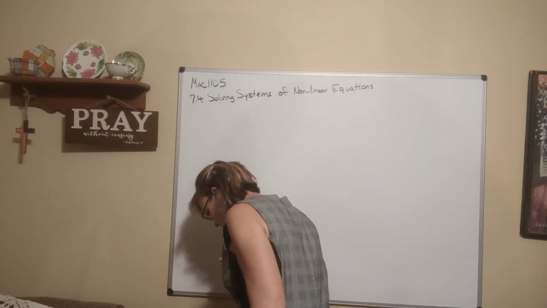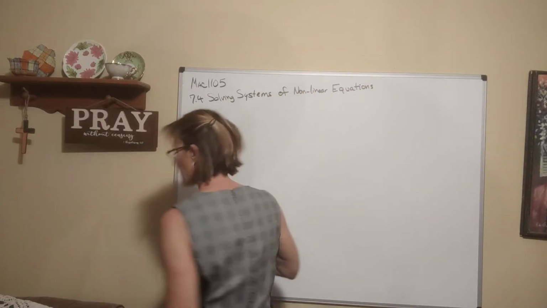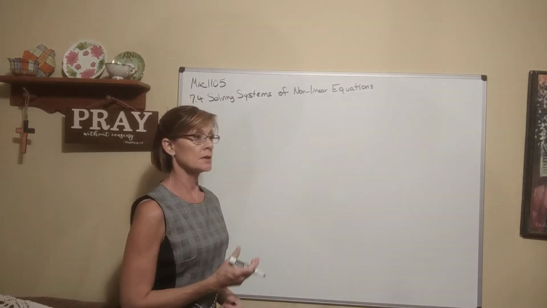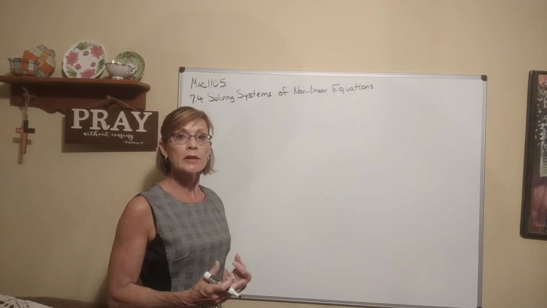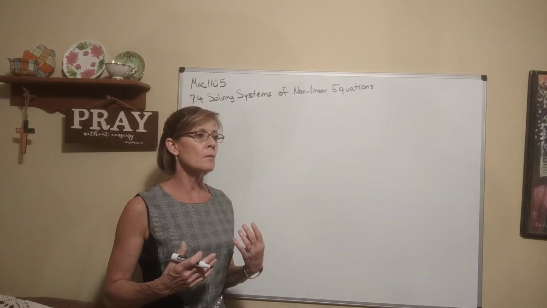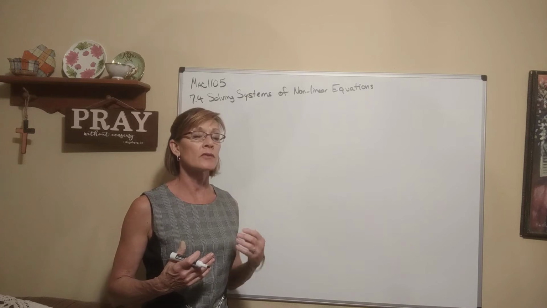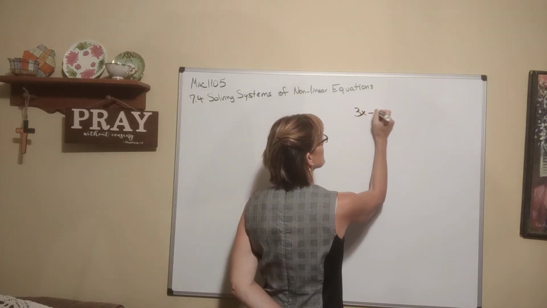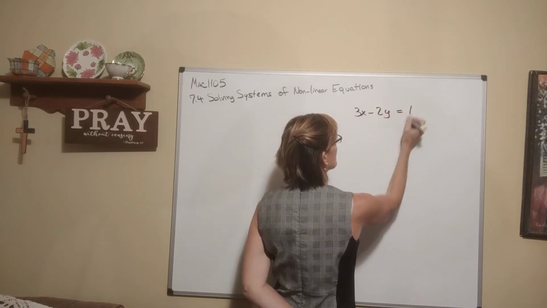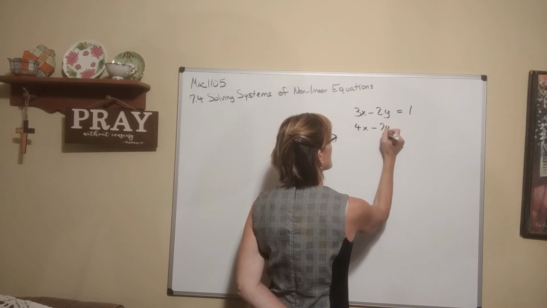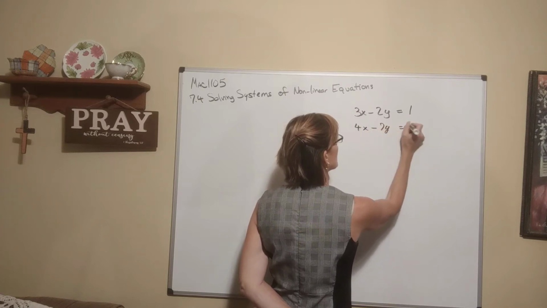Okay, this video is about solving systems of nonlinear equations. So before we do, I'm just going to remind you what a system of equations is. A system of equations means more than one equation. Where you've seen this before most likely is solving a system of linear equations. Something like if we had 3x minus 2y is 1 and 4x minus 7y is 3.